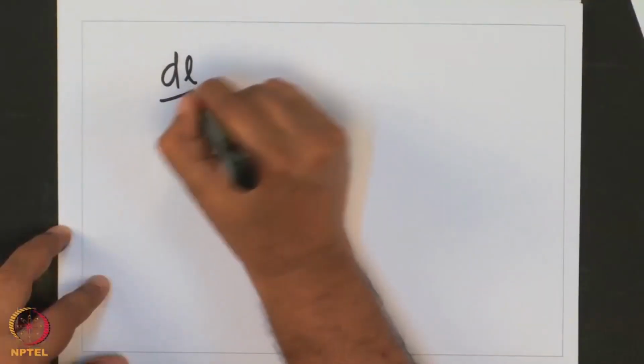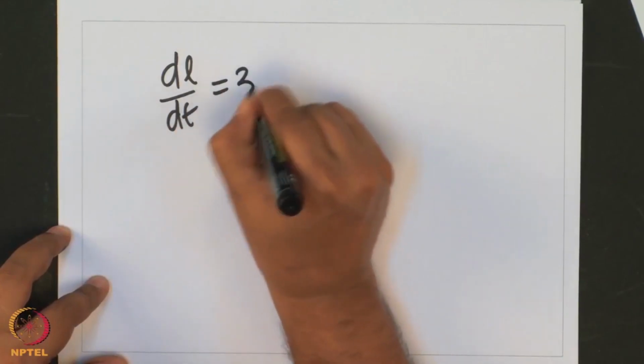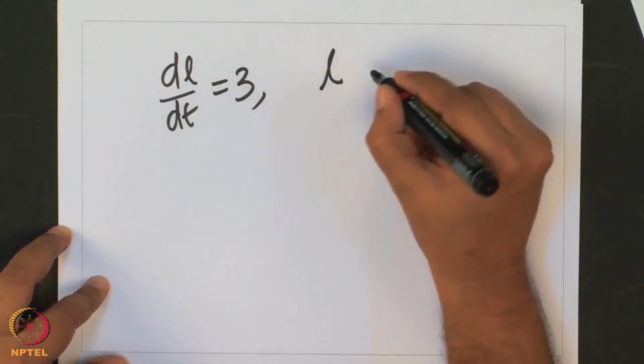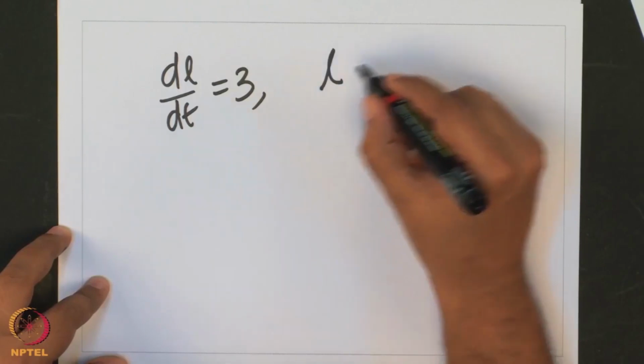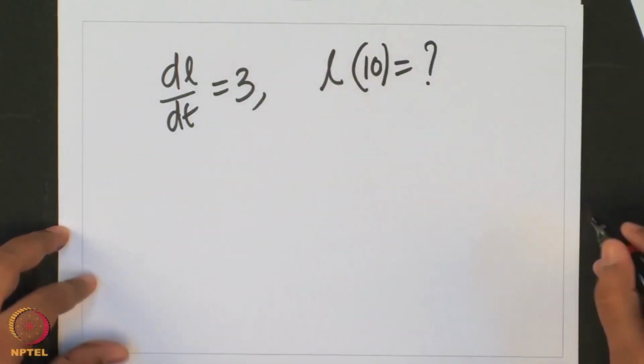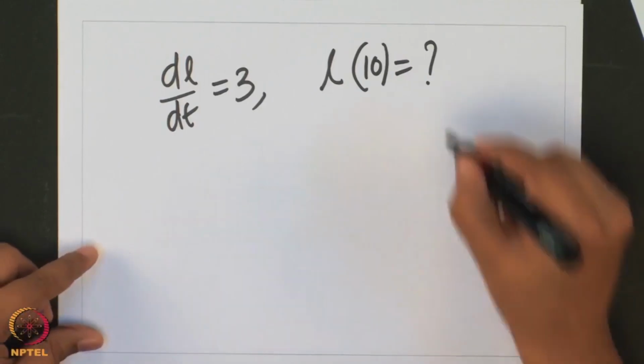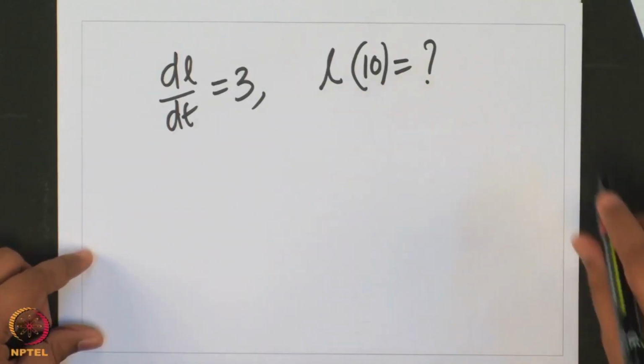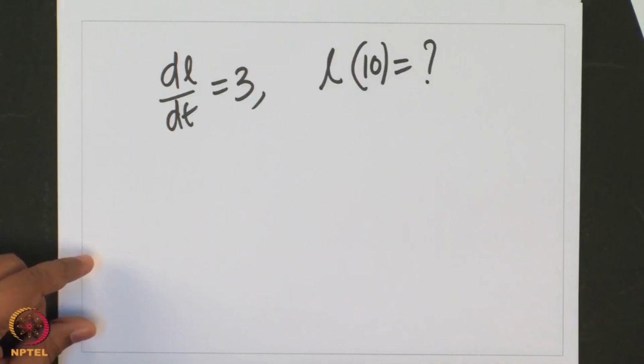So let us say what we want to answer is the following question: we have dl by dt is 3 and we want to calculate the length at any time. So after 10 minutes, what is the length after 10 minutes? We know the length at 0 minutes. So let us assume we know how to do this using a formula. We will discuss this. How do we do this graphically?